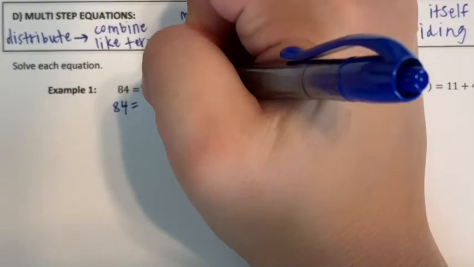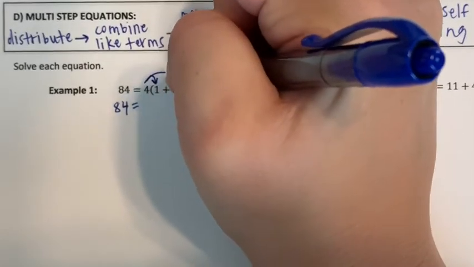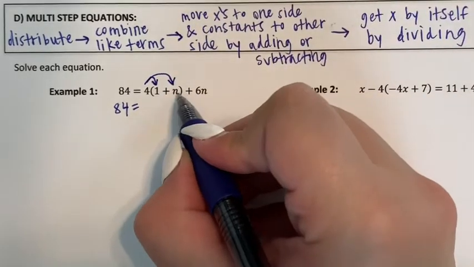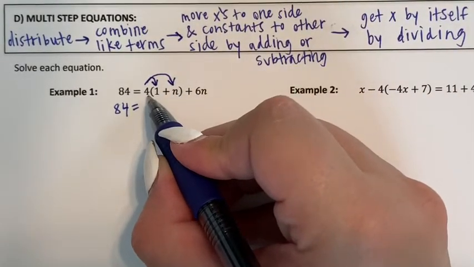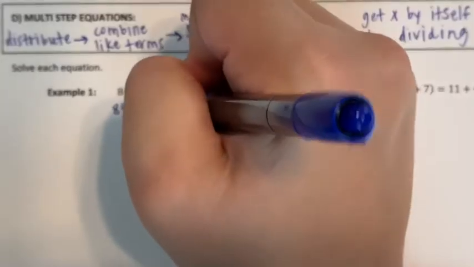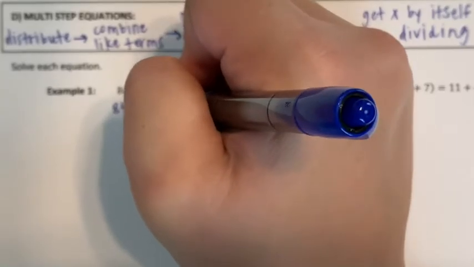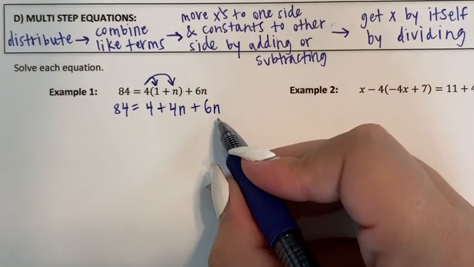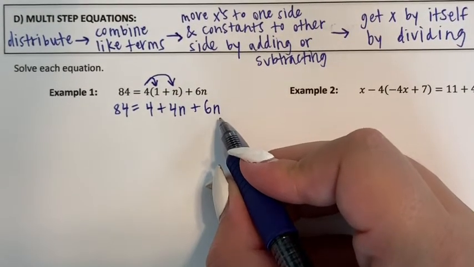And I need to do 4 times 1. And I also need to do 4 times n. Keep in mind, these are 2 different terms. You have to distribute the 4 to both parts. So 4 times 1 gives me 4. 4 times n gives me 4n. And then don't forget to bring down this plus 6n at the end. I distributed. Now I get to combine like terms.